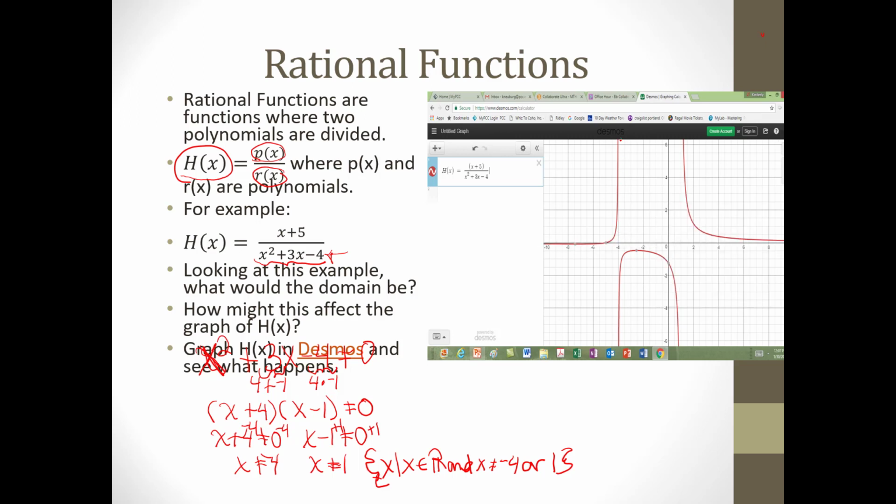Right here, there's a line, an invisible line. You can't really see it, so I'm going to sketch it in. It's right here where x equals -4. This is an invisible line we call an asymptote that this graph actually never touches. So notice your graph is the red portion here.